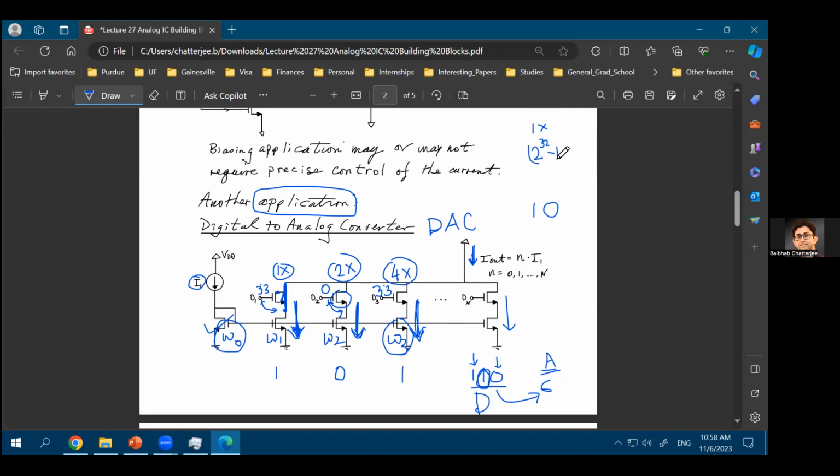So what is 2 to the power 32? That is a very, very large number. Right? So you have a huge dynamic range between the minimum that you can represent with a 32-bit ADC, which is 1 time, and the maximum that you can represent, which is 2 to the power 32 minus 1.